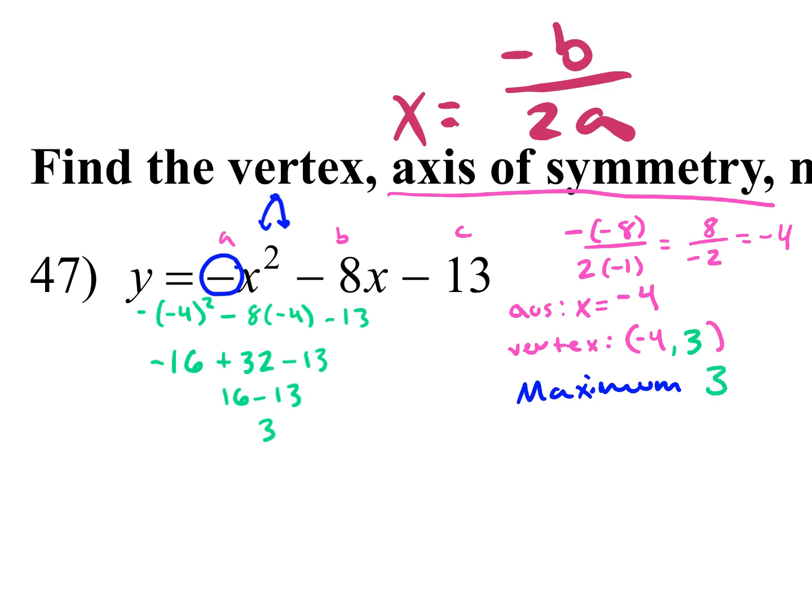And then what's my domain? Domain is always all real numbers. And what's my range? Awesome. It's negative infinity to 3 because you repeat your y for your range. So negative infinity to 3.